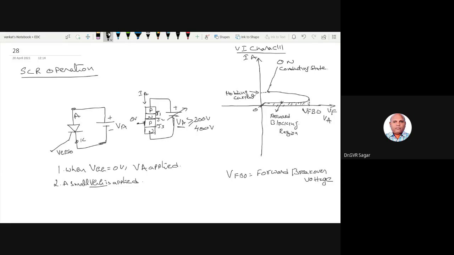Hello. Yeah. A lot of disturbances coming, right? So now I am applying a small gate voltage, VGG. Yeah, can you hear me? Yes, sir. A small gate voltage VGG is applied here, which makes the gate junction forward biased. So here I am applying a small gate voltage which makes a small forward bias.